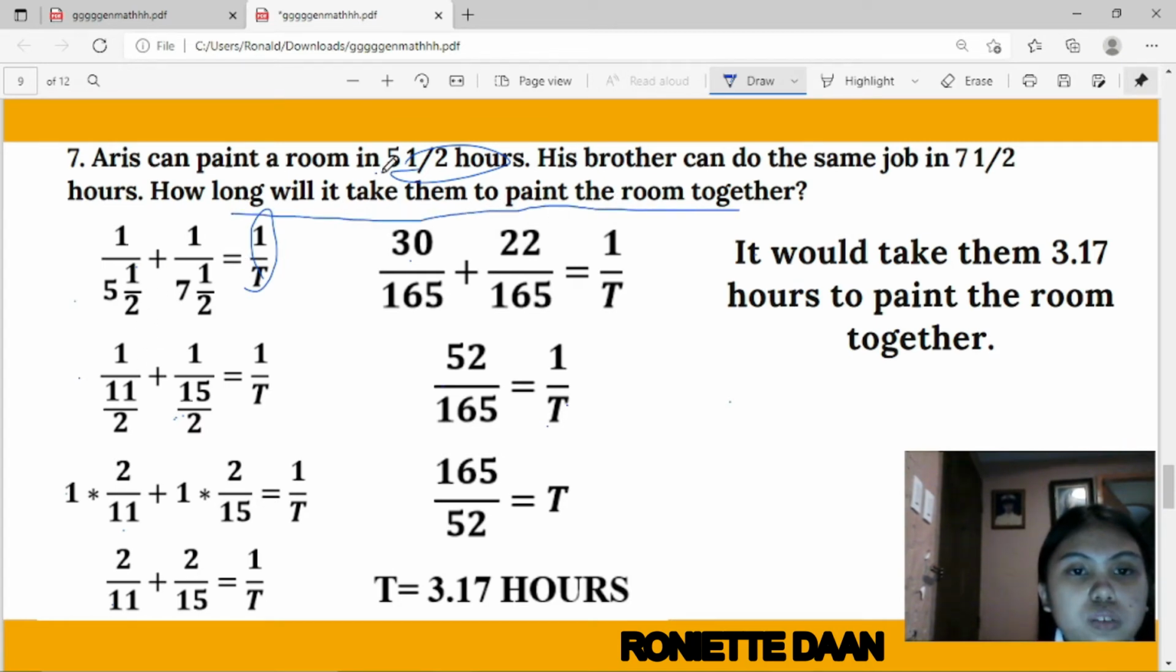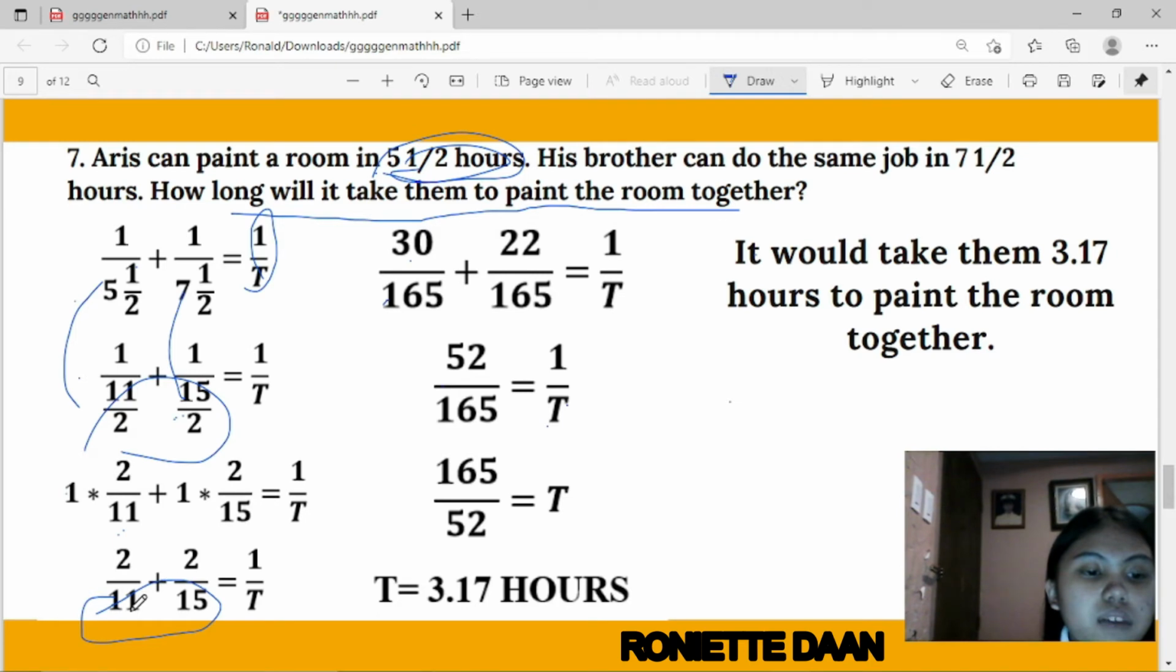And then, as you have noticed, 5.5 is a mixed fraction. We're going to make the mixed fraction a proper fraction. It would be 11 halves and 15 halves. Reciprocate these two. You'll be able to get 1 times 2 over 11 plus 1 times 2 over 15. And then, after that, we're going to find the LCD. The LCD for 11 and 15 is 165.